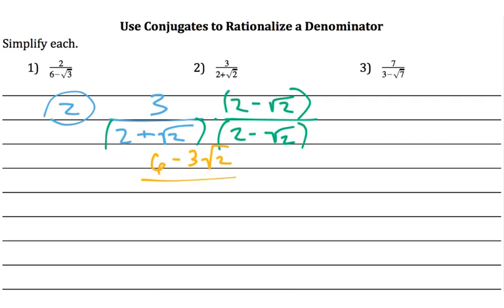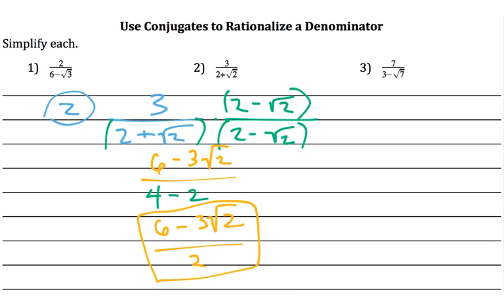So 3 times 2 gave me 6. 3 times square root of 2 gave me minus 3 square root of 2. And then my first terms down below give me 4. My outer and my inner cancel out. And then square root of 2 times the square root of 2 is 2. Now I have 6 minus 3 square root of 2, all over 4 minus 2, which is just 2.